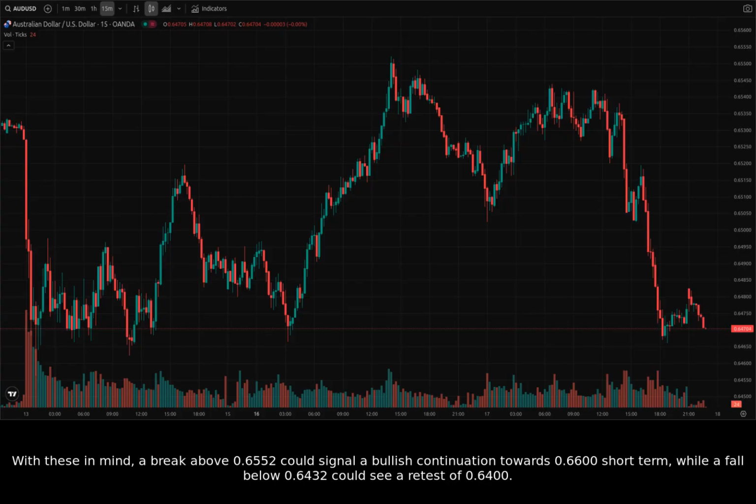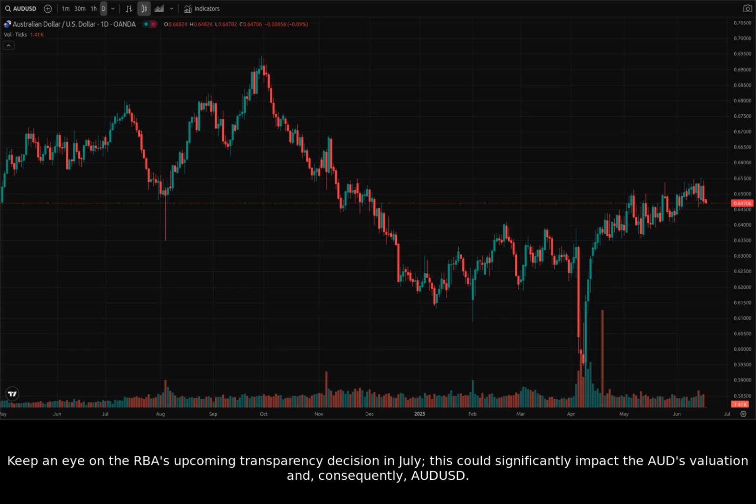With these in mind, a break above 0.6552 could signal a bullish continuation towards 0.6600 short-term, while a fall below 0.6432 could see a retest of 0.6400. Keep an eye on the RBA's upcoming transparency decision in July.